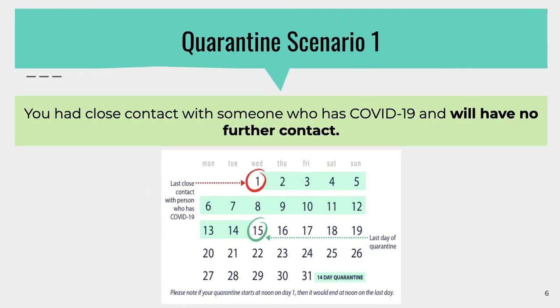Next, we're going to talk about a few quarantine scenarios. So in this scenario, you had close contact with someone who has COVID-19 and you'll have no further contact. So this means you should stay home for 14 days and monitor your symptoms. Your last day of quarantine is 14 days from the date you last had contact with the infected individual. So in this graph, the red circle is your last date of contact, and then 14 days from then, which is represented by the green circle, is your last day of quarantine.